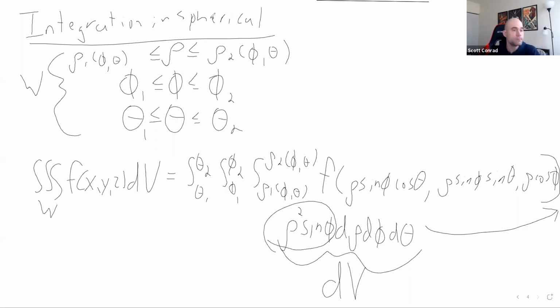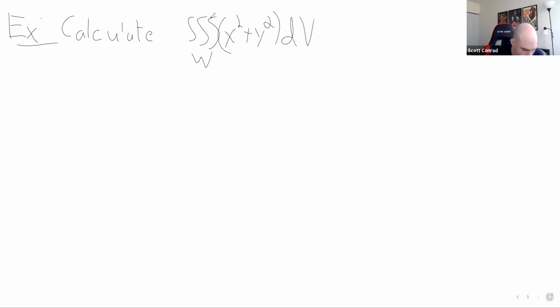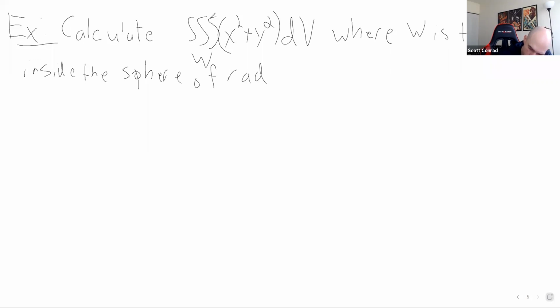Alrighty. So let's do some examples. Let's calculate the integral over the region W of the function x squared plus y squared with respect to volume, where W is going to be the region inside the sphere of radius 4 centered at the origin.